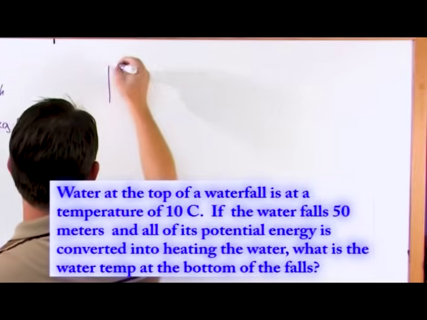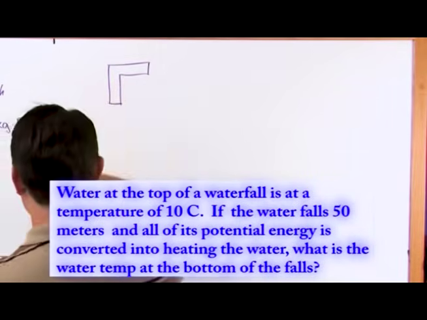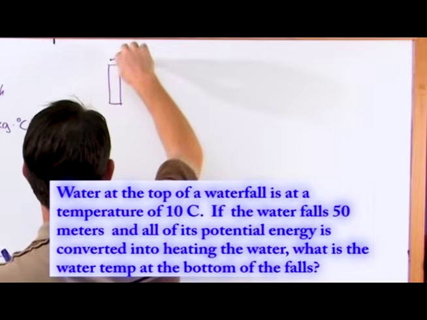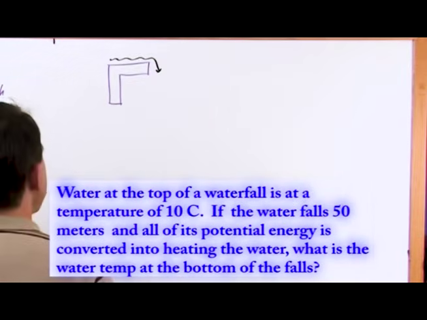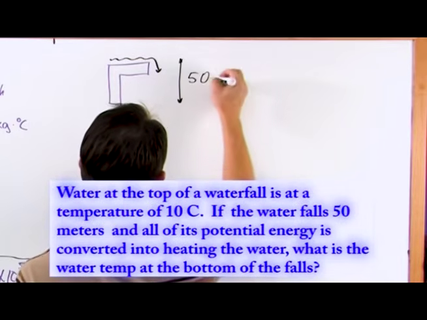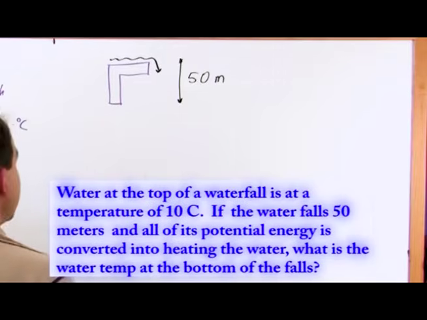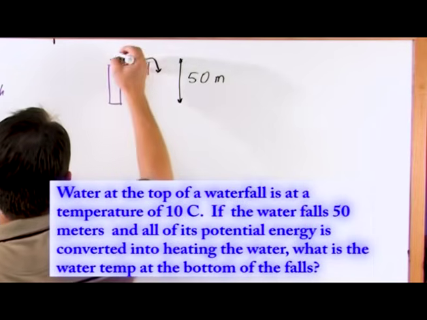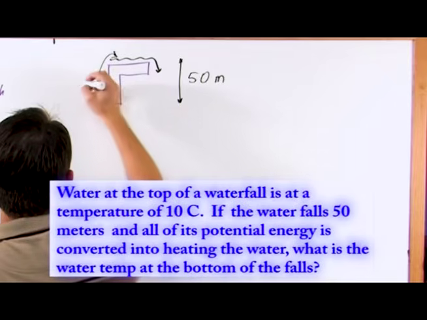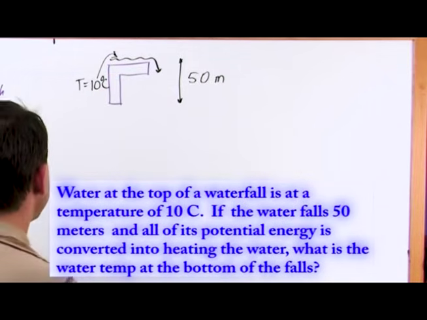I am not a very good artist, but this is my cliff. So you have water going off like this. Now, one thing we do know is the height is 50 meters. And we know that the water at the top, right here, the initial temperature is 10 degrees Celsius.